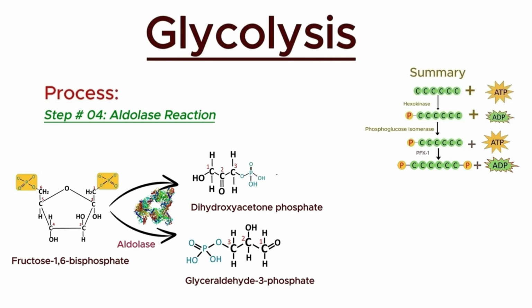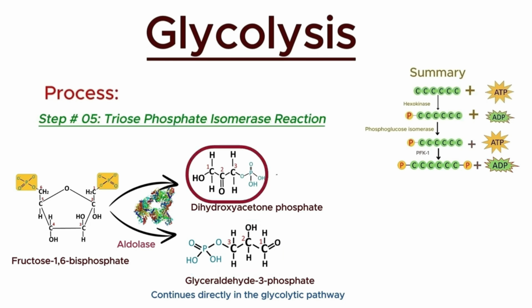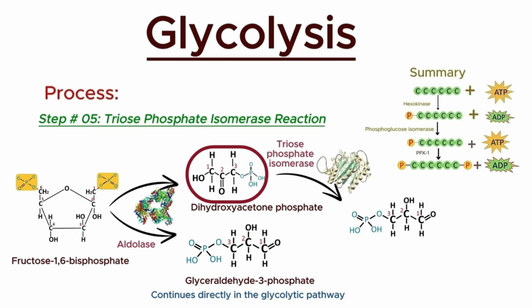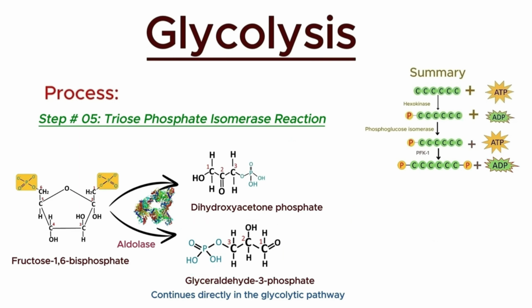Even though two 3-carbon molecules are produced, only glyceraldehyde 3-phosphate continues directly in the glycolytic pathway. The other product, dihydroxyacetone phosphate, is quickly converted into G3P by the enzyme triose phosphate isomerase, ensuring that both molecules produced in this step can be utilized in the pathway. At the end of this stage, we obtain two 3-carbon molecules, and this reaction is catalyzed by aldolase.